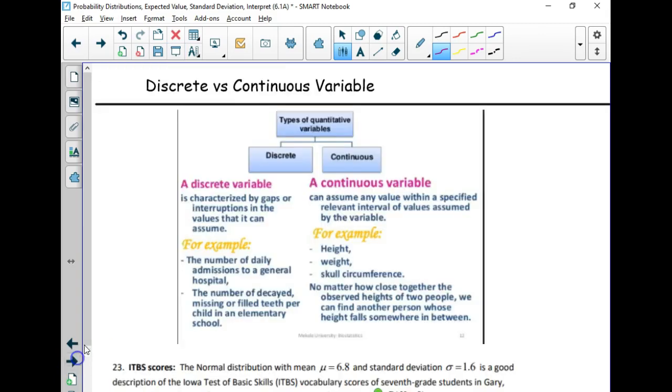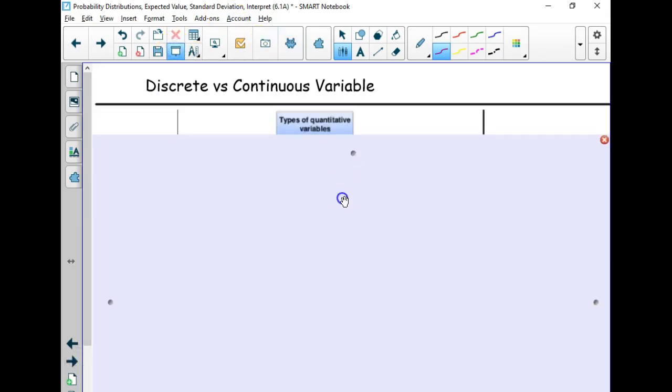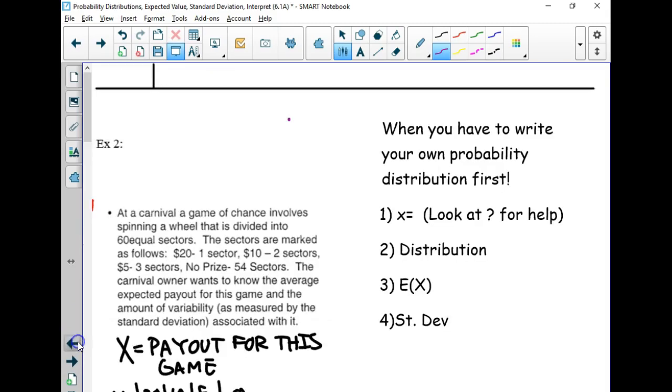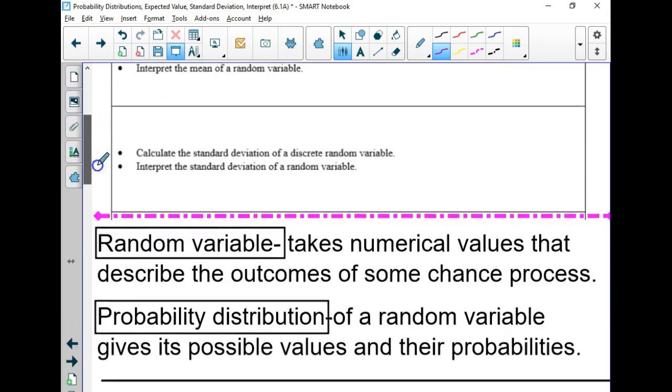The last thing I want to talk about is the difference between a discrete versus a continuous random variable. I stole this image from the internet, and I think it's a nice image. We're dealing with quantitative variables here, and there are 2 types. They're either going to be discrete or continuous. Now, the first examples that we did were discrete.